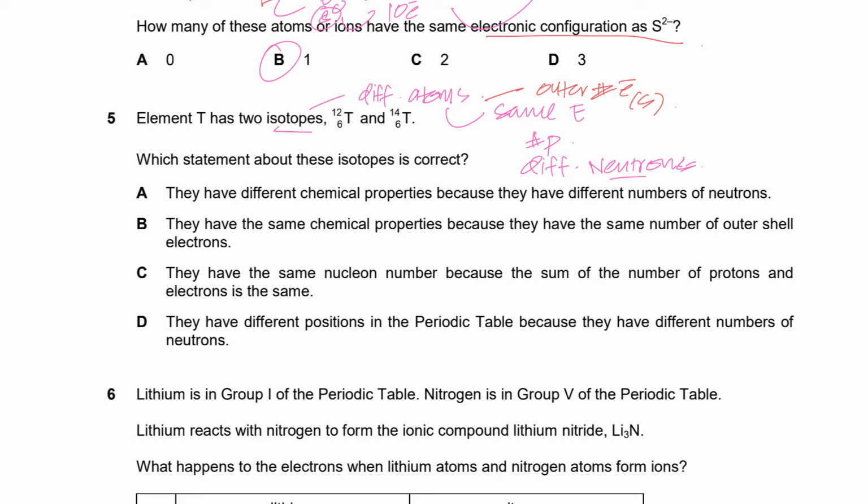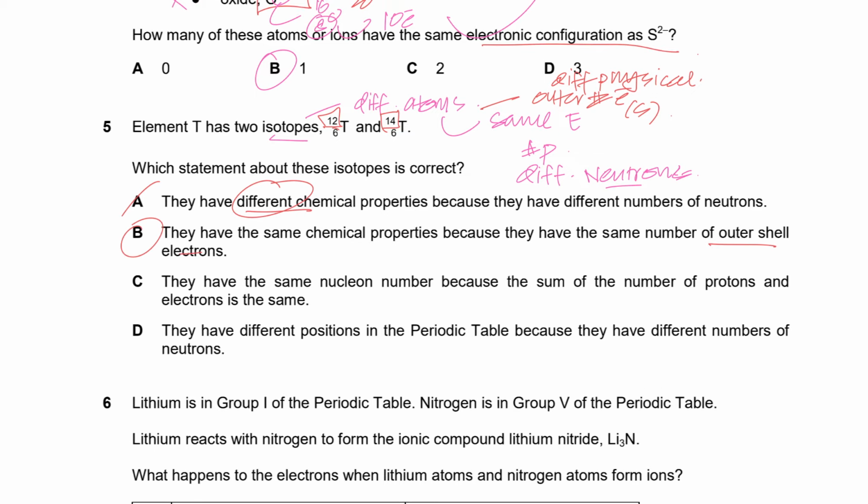Now also realize that they have different physical properties, like density, because their masses are different. So the densities can vary. So different physical properties, but the same chemical properties, because chemical properties depend on the number of outermost electrons. So they have different chemical properties? Wrong. They have the same chemical properties because they have the same number of outer shell electrons. That's true. See, both have 6 protons.